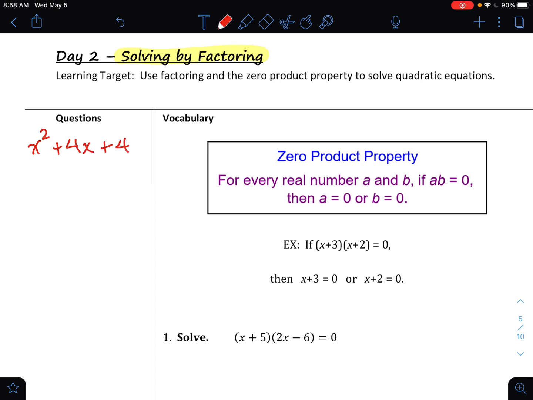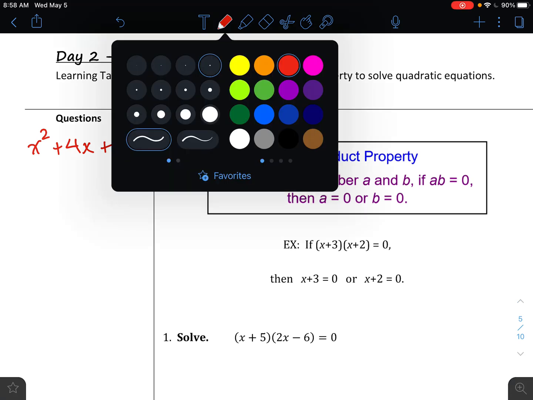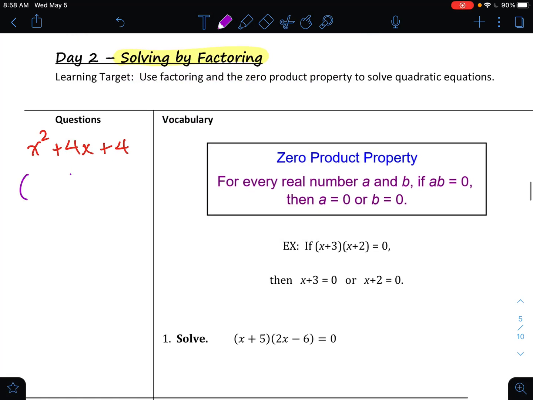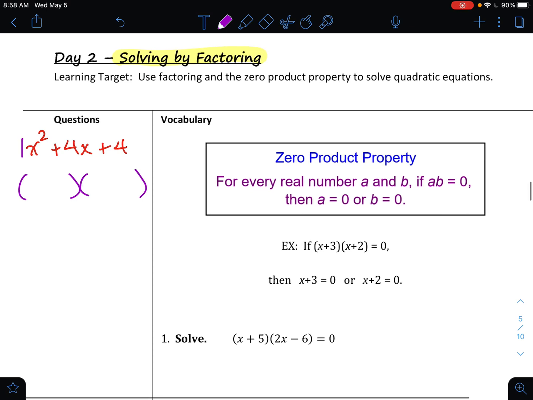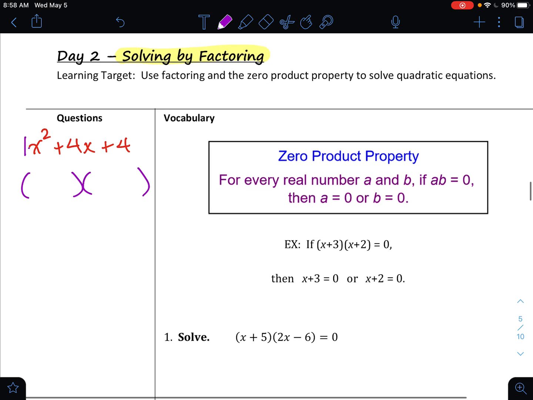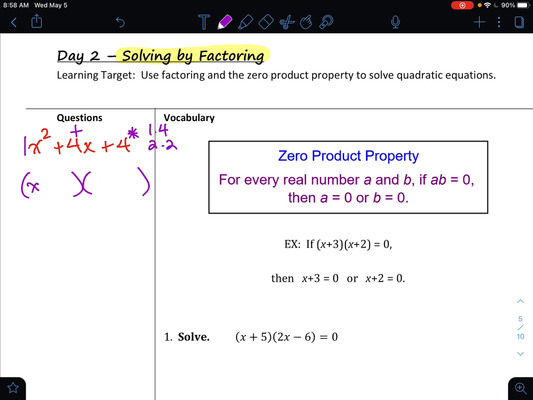so what we did in the past is we just factored this. If you remember, factoring is looking for the two binomials that multiply back to get our original problem. So when we had a 1 in front of our x squared, factoring was really easy. We looked for factors of 4, the c value, that added up to the middle value.